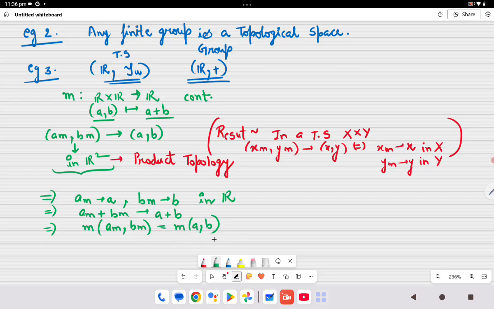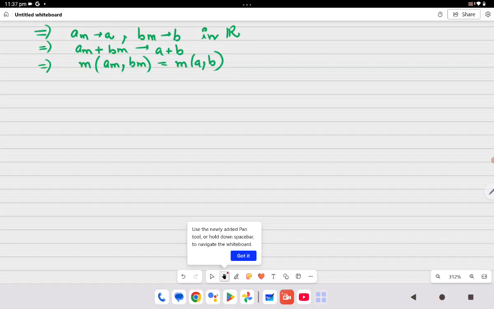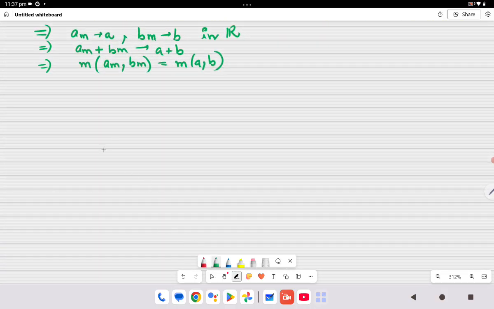Okay, don't forget. Now similarly we'll have a look at the continuity of the inversion map. Okay, so let us have a look. You know the inversion map will go from R to R where any element is mapped to its inverse. So let us take a sequence a_m which converges to a in R.